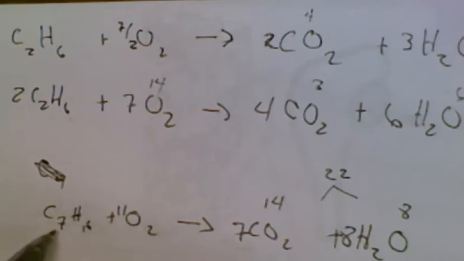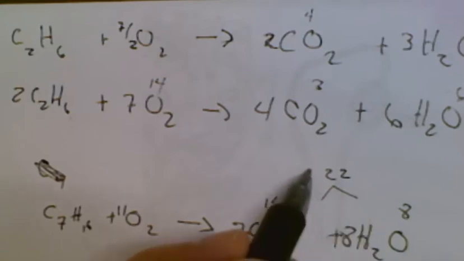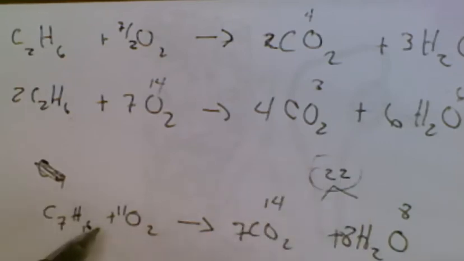I balance everything but the oxygen, so I balance my carbons. I have to put a 7 over here. I balance my hydrogens. I have to put an 8 over there because I have 16 there. And now, because I have a 7 here, that means I have 14 oxygens there, and I have 8 oxygens there. So I have a total of 22 oxygens on this side. And the beauty is I don't have to do any fractions over here because I know 11 times 2 will give me 22. So my balanced equation is C7H16 plus 11O2.